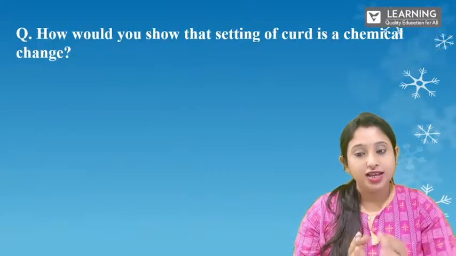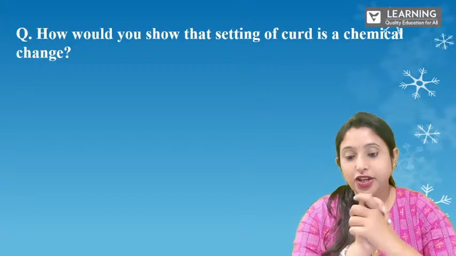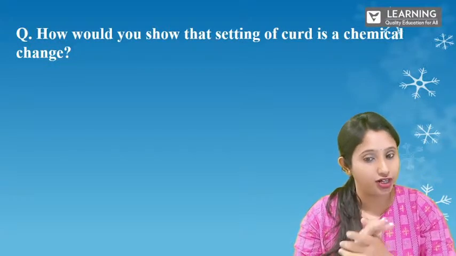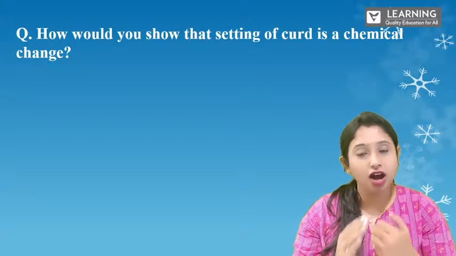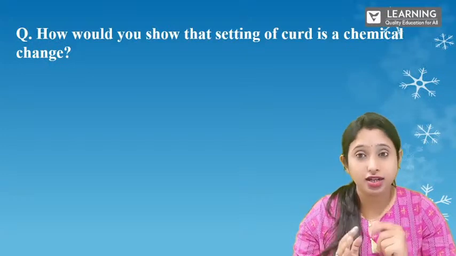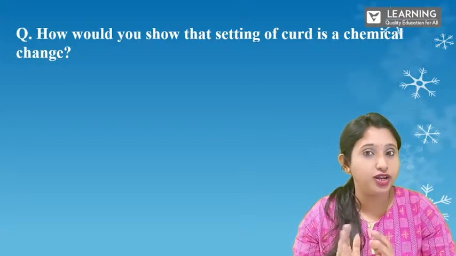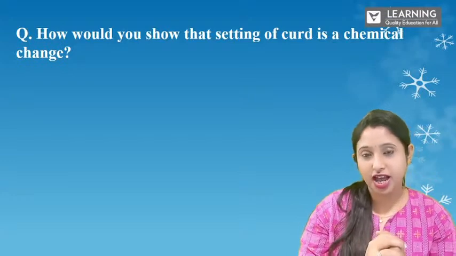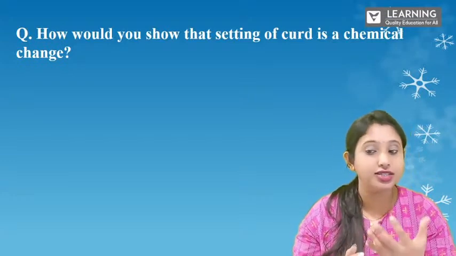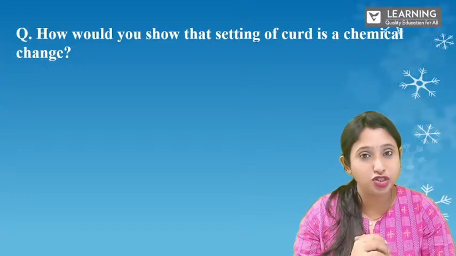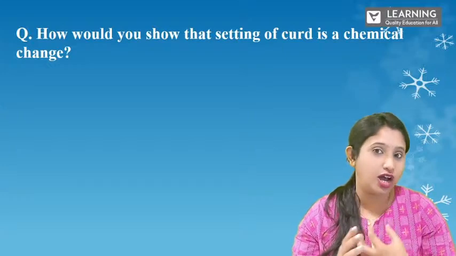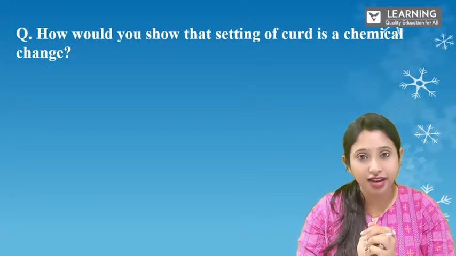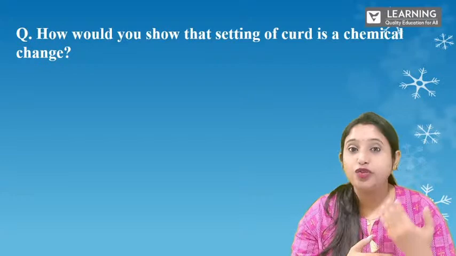Okay, let's see now the next question. How would you show that setting of curd is a chemical change? Yesterday in the last class I gave you one example, right? Formation of curd from milk. So how will you say that setting of this curd is a chemical change? What happens when you are setting the curd with the help of milk? Can you get back the milk again? No, right? So it is an irreversible change.